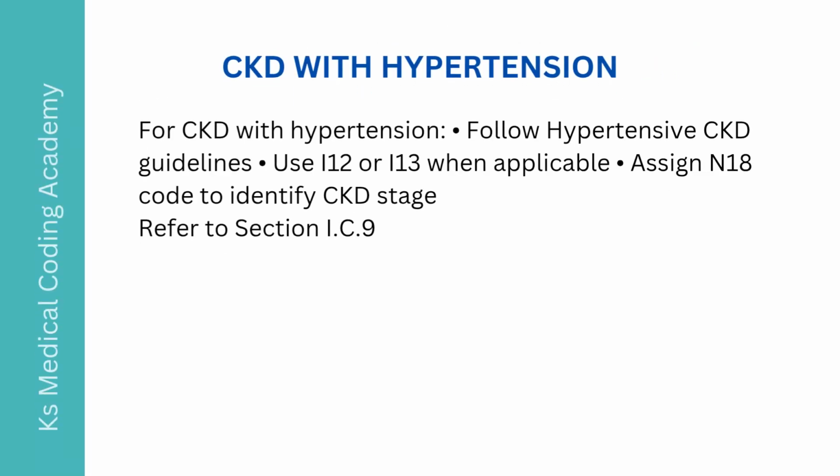CKD with hypertension. When CKD is present with hypertension, follow the hypertensive CKD guidelines. Use combination codes I12 or I13 when applicable. Always assign an additional N18 code to identify the CKD stage.